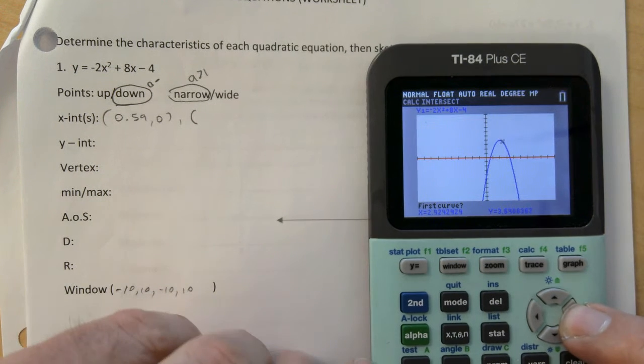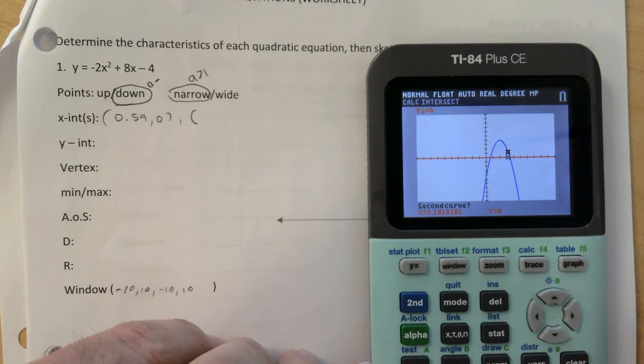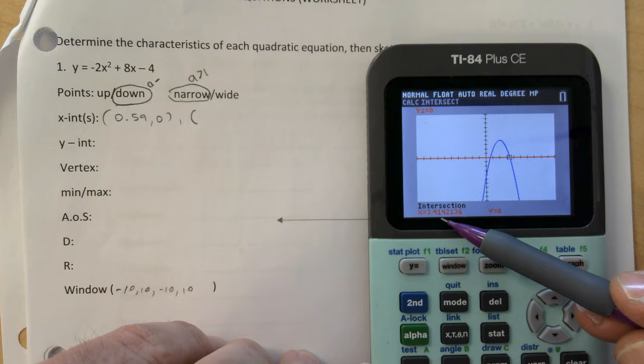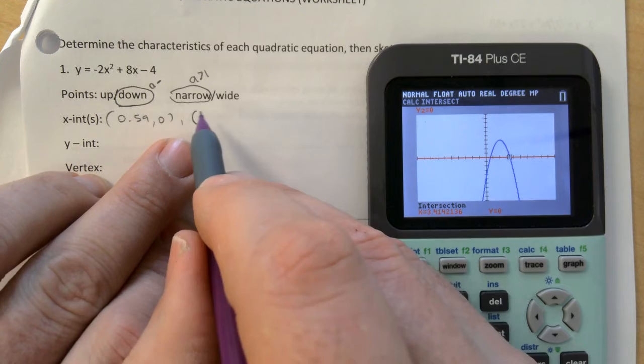Let's go over to the second one here. That intersection, enter, enter, enter. So I get 3.41. Okay, 3.410.